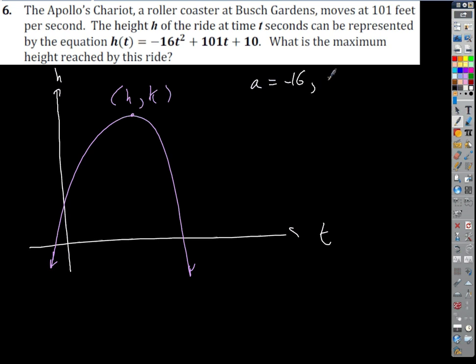Negative 16, 101. We don't even really care about C, do we? Because we just want to find H and K. So how do we find the x coordinate of the vertex?